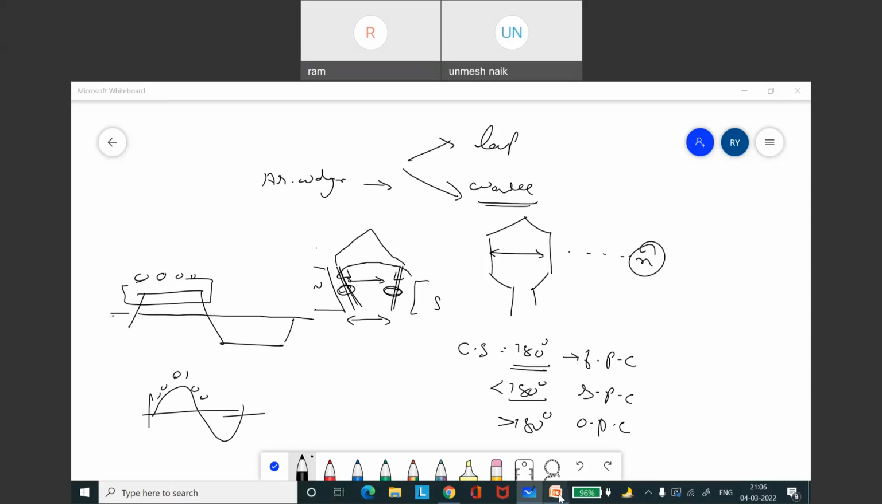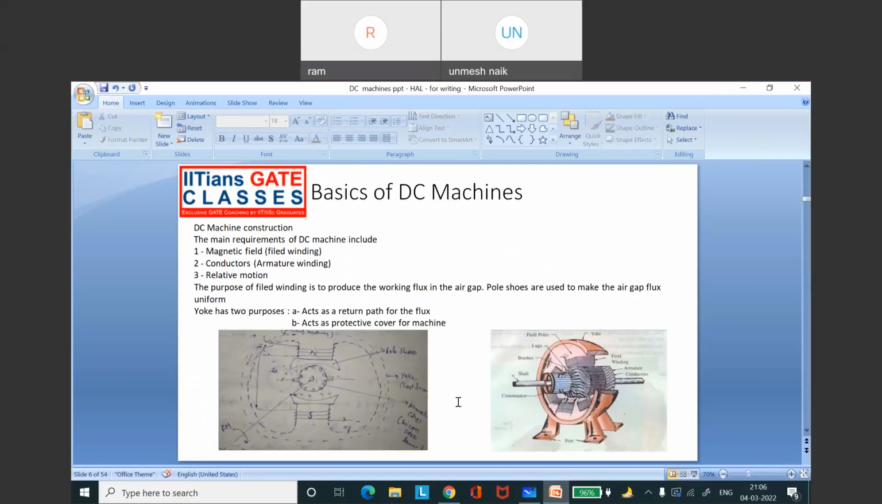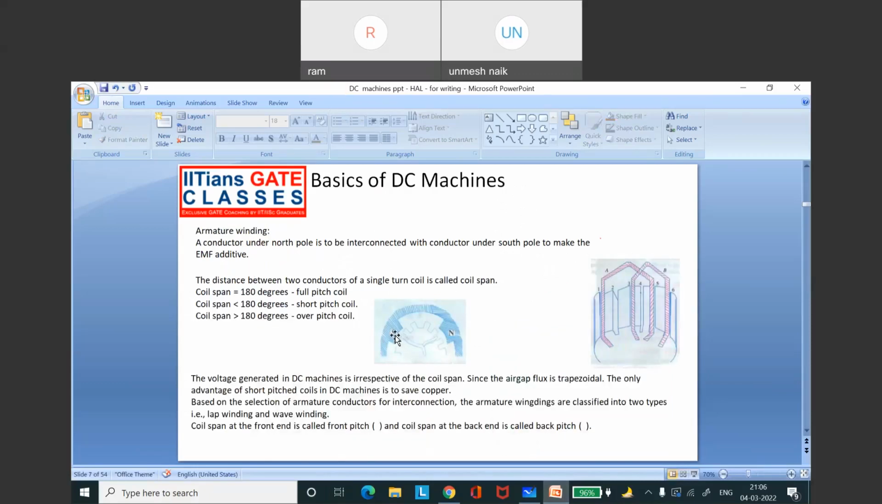Show you the figures. See? Here one part of the coil is placed in the north pole, the other in the south pole. So this is the coil. The distance between these two parts of the coil is called the coil span.